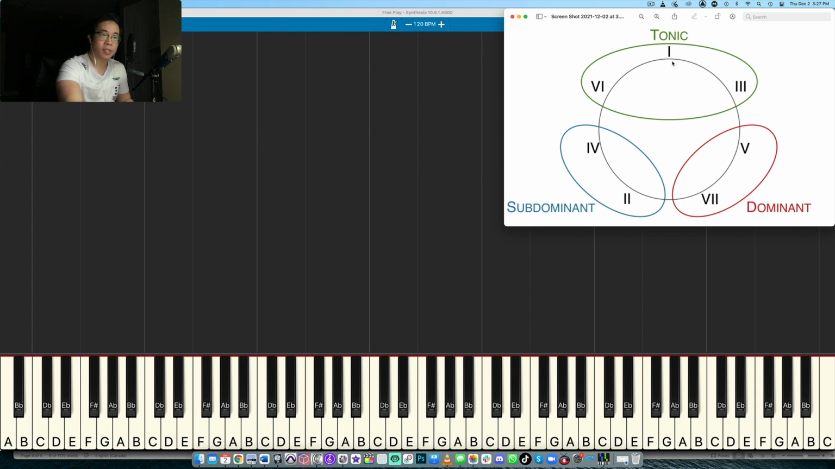Now, you can interchange some of these, right? So instead of going from 1 to 4, you could even go from 1 to 2, or you could even go straight to the dominant chord.